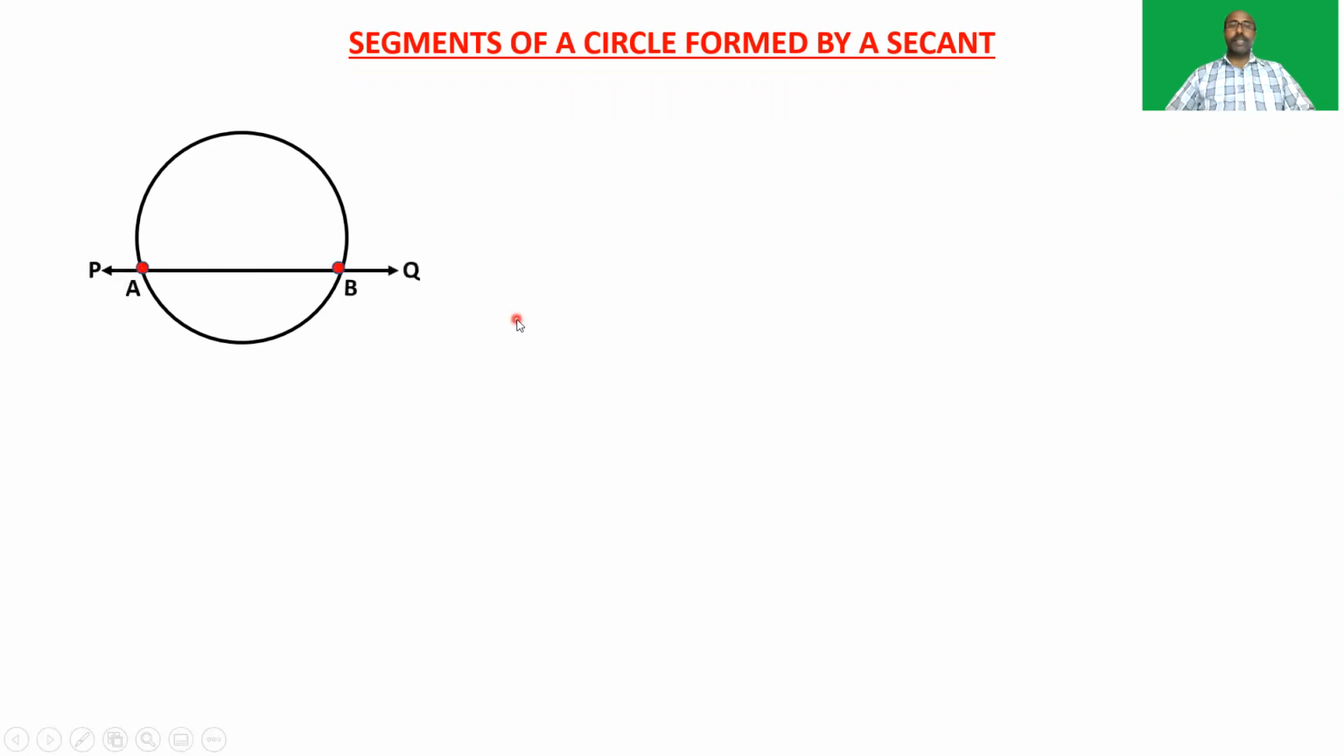We know what a secant is. A secant is a line which intersects a circle in two distinct points. Here I have a circle, and here PQ is the secant which intersects the circle in two points A and B. And here we can observe that this secant divides the circle into two parts, isn't it? Each part is called a segment of the circle.